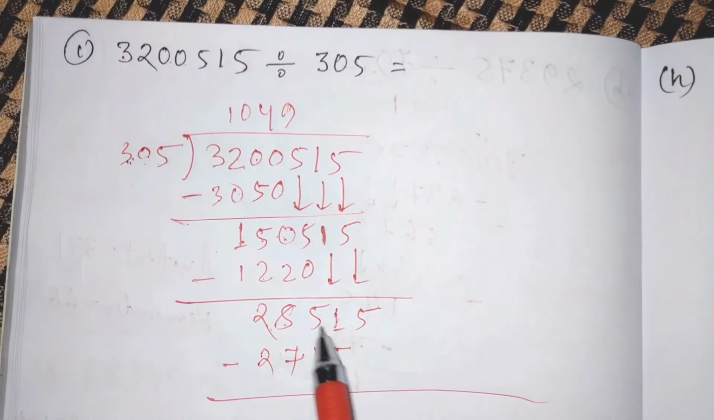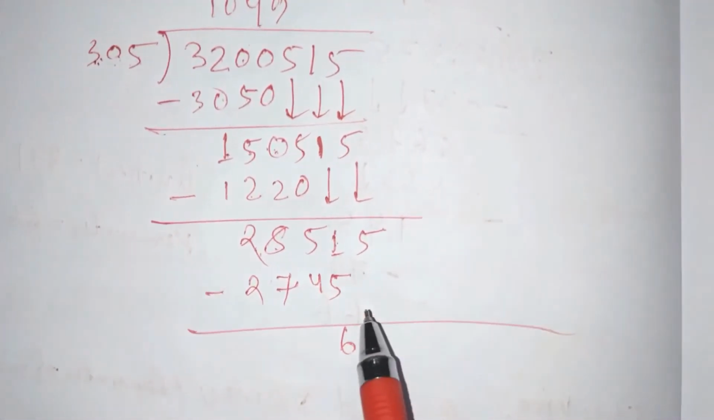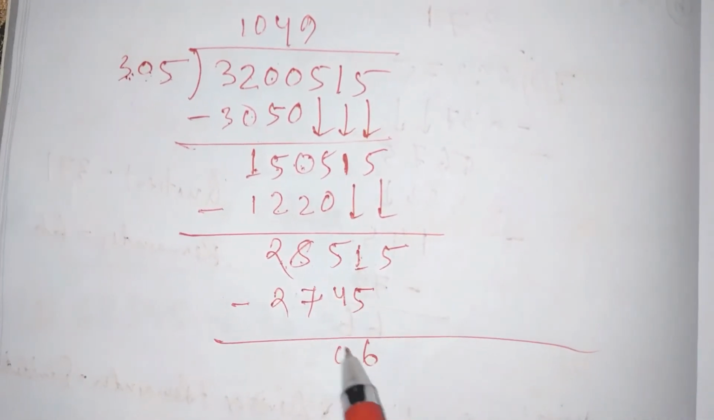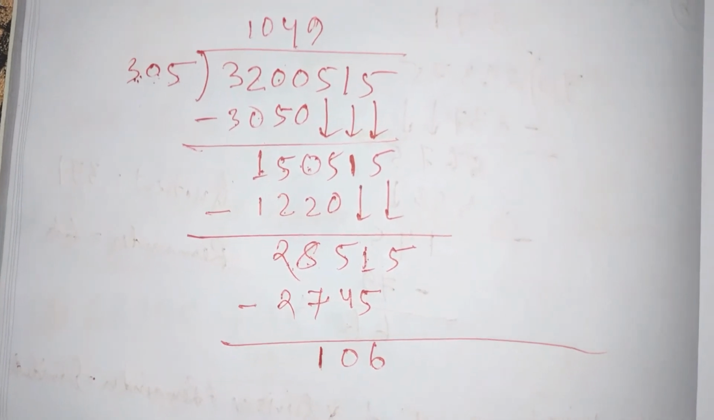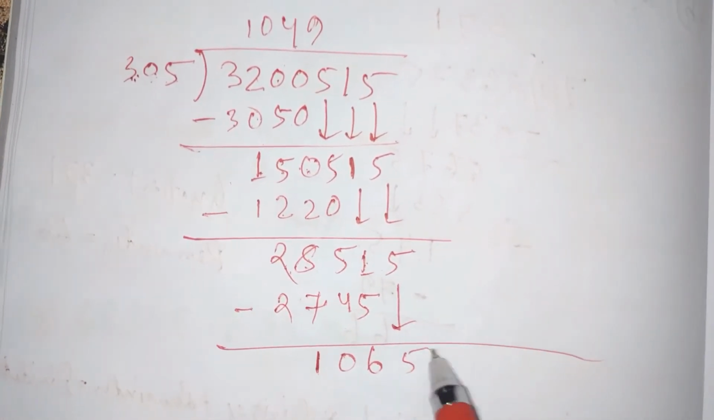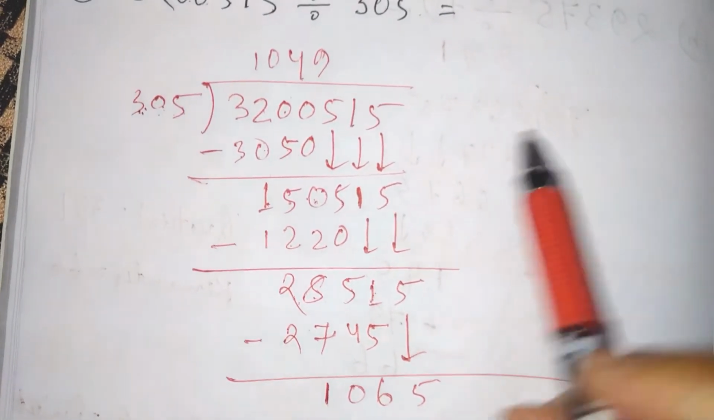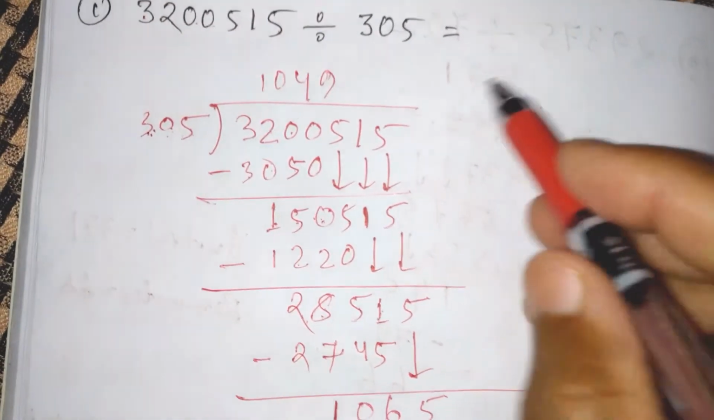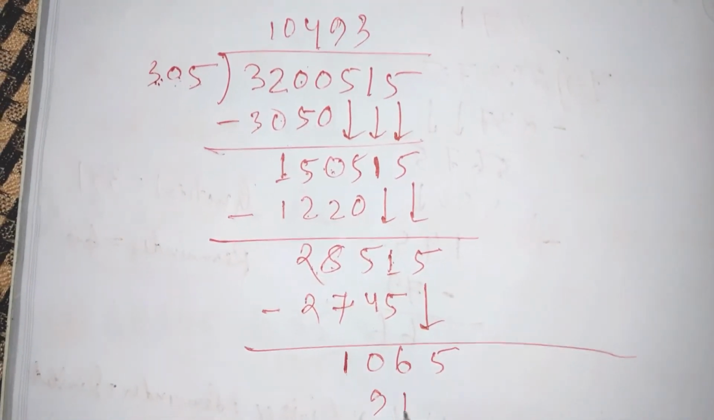Now if you subtract, then you cannot subtract 5 from 1. You will borrow 1. It will become 11 minus 5 is 6, okay? 11 minus 5 is 6. Then you have 4 minus 4 is 0. You have 8 minus 7 is 1. 2 minus 2 is 0. No need to write it. Now you have this 5 here, okay? 1065. Now what you need to do, you need to multiply 305 with 3, okay? Then it will become 915, okay?